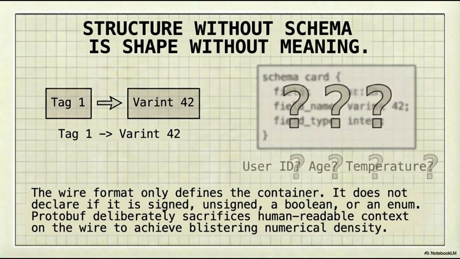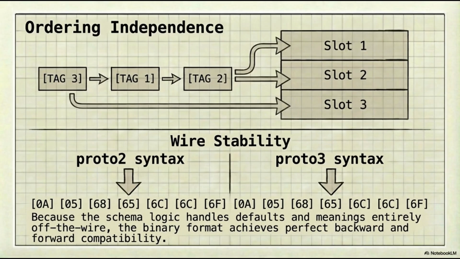And because those numerical tags uniquely identify everything on the wire, there's another fascinating side effect. What's that? Field ordering does not matter at all. Really? Yeah. The decoder just processes tags in whatever order they arrive. Producer can serialize field 3, then field 1, then field 2. The decoder doesn't care. It just maps the numbers back to the schema.